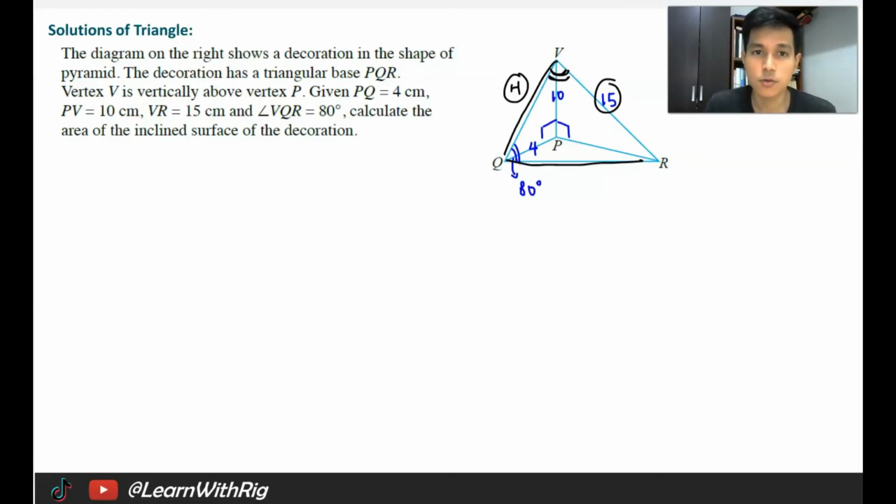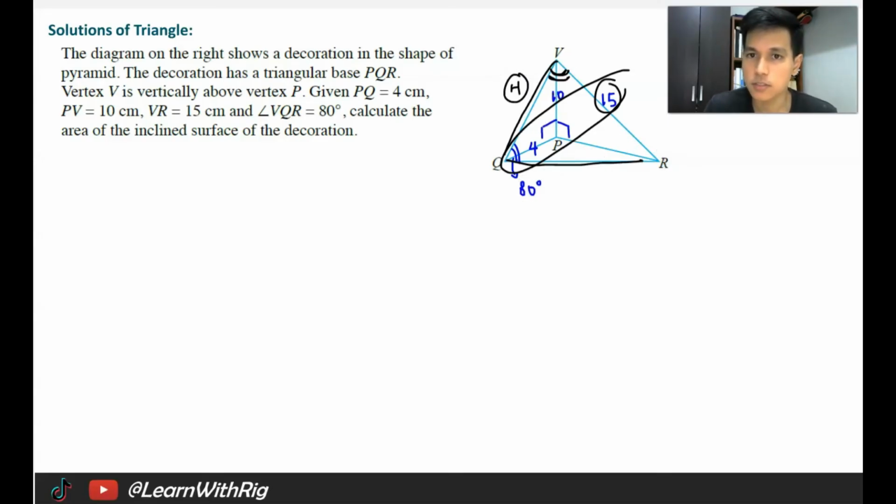So you can use what we have learned in the previous chapter, the previous part 1 video, which is the sine rule. Because here you have one pair of angle, here you can find the second pair, right? You can find this angle, then 180 minus these two, 80 and minus this, you should get this angle. You can do that, okay?